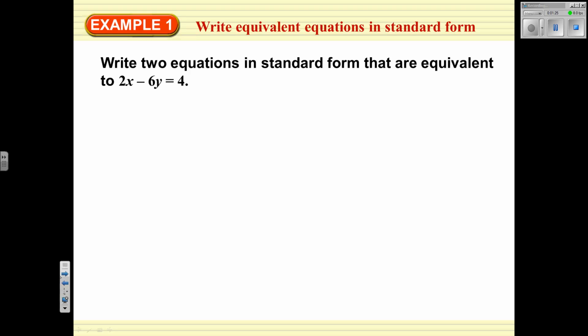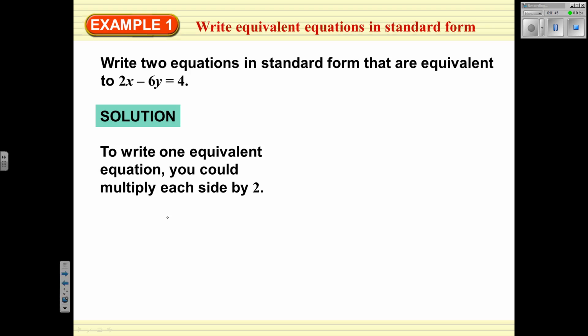All right, so the first example we're going to do is writing two equations in standard form that are equivalent to this equation right here, 2x minus 6y equals 4. So this is already in standard form, and what they're wanting you to do is write another equation that's equivalent to that. Well, to write an equivalent equation, if we're going to keep the two sides equal to each other, you can multiply each side by 2. What we do to one side, we have to do to the other side, and that keeps it equivalent.